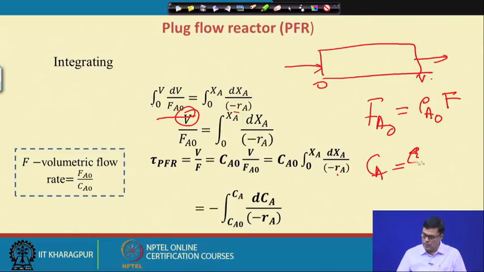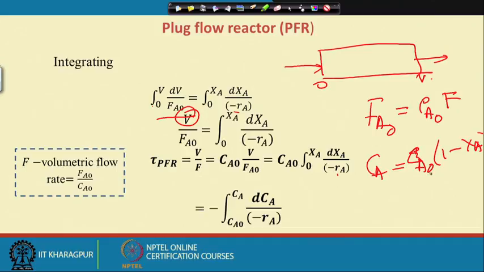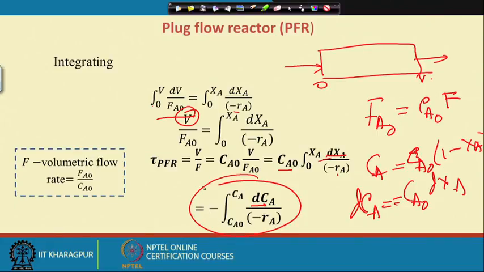CA equal to CA0 (1 minus XA). Now, dCA is equal to what? Minus CA0, CA0 is constant, dXA. Now, here this is CA0 and dXA is there. So, we can write this in the form of dXA, though this will be minus, the plus is there, so it should be minus. So, this equation is equal to again V by F.